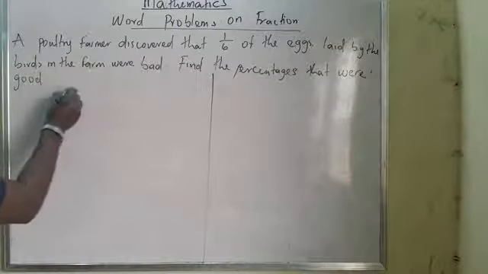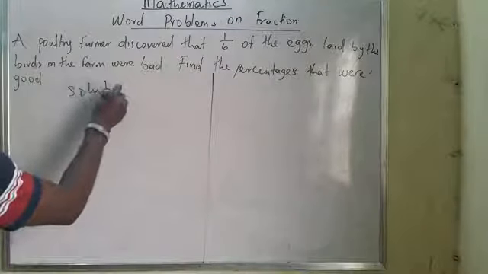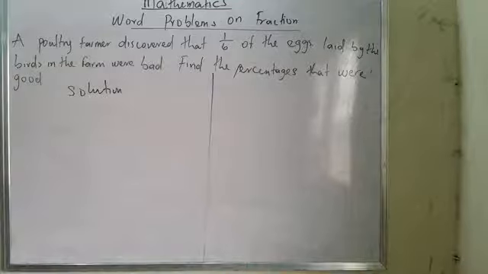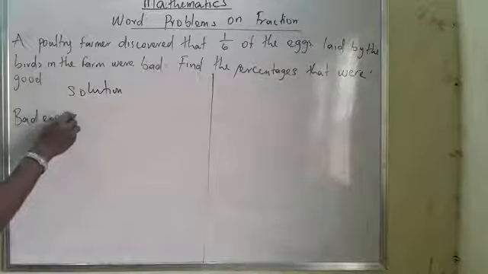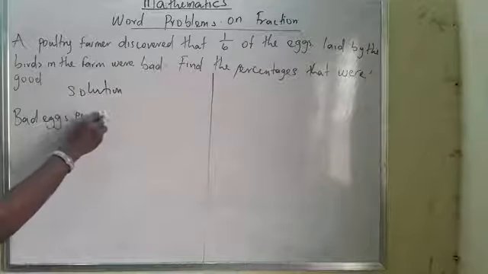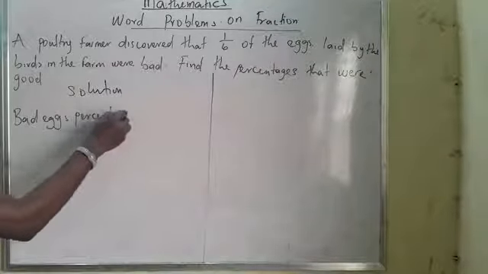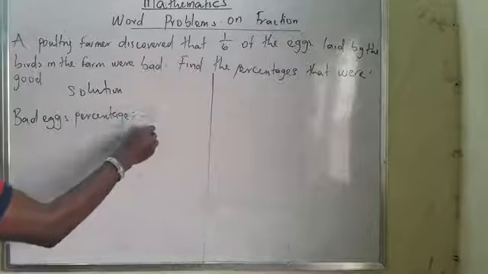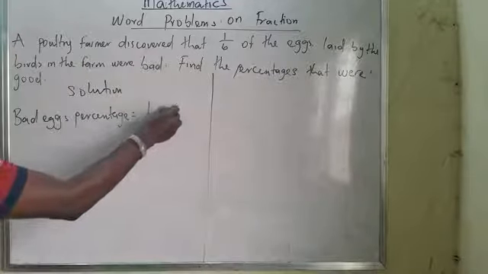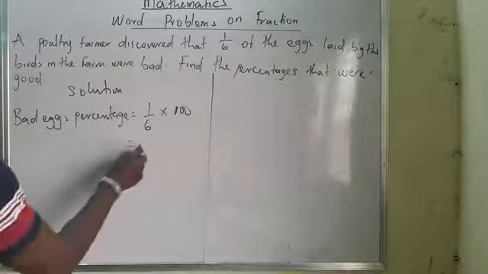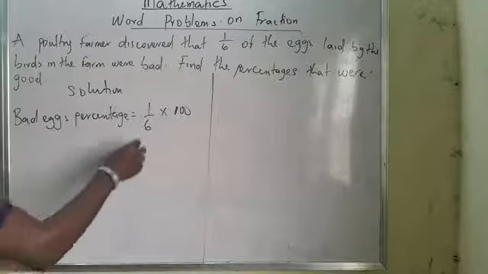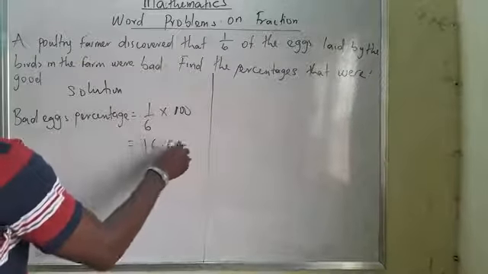Now, solution to this problem. How do I go? Now, we have bad eggs. Percentage. You know what is called percentage already? It will be equal to 1 all over 6 of 100, which I'll be having. It will be equal to, my calculator will give me 16.66%.